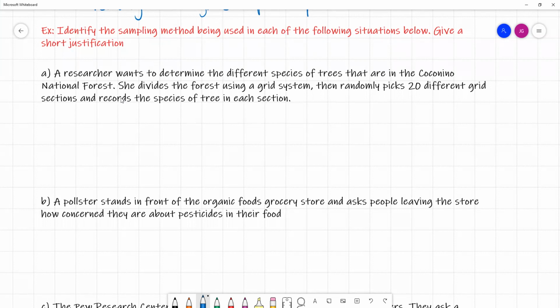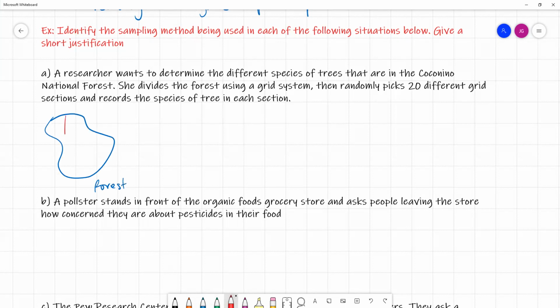Part A: a researcher wants to determine the different species of trees that are in the Coconino National Forest. She divides the forest using a grid system, then randomly picks 20 different grid sections and records the species of tree in each section. So let's think about what's happening here. We're dividing up the trees into a grid system. Here's our forest, the Coconino National Forest.